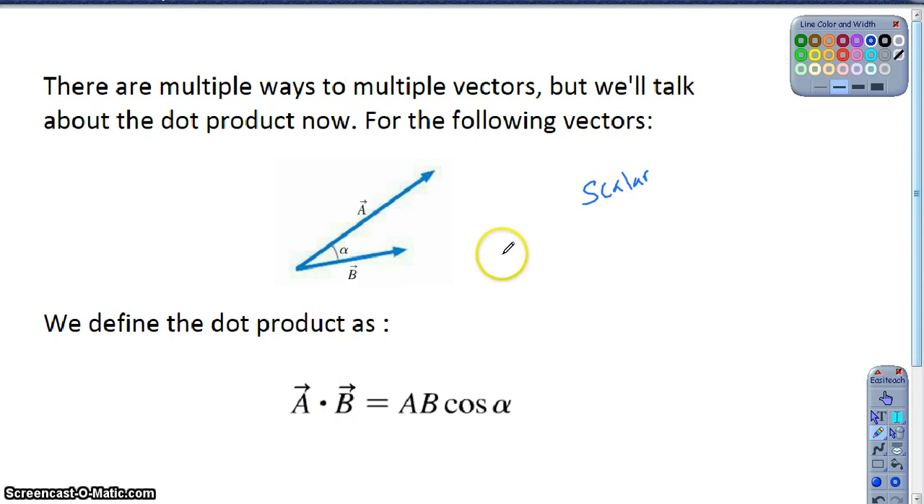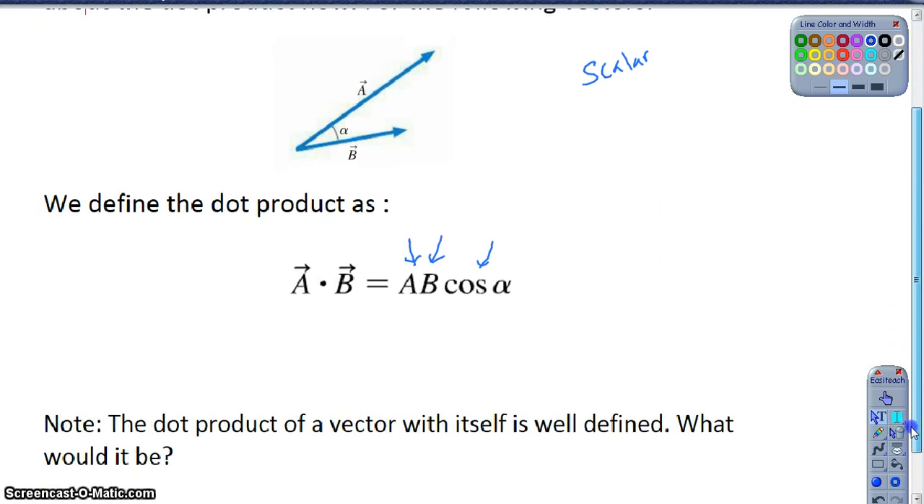So if I give you two vectors, vector A, which is going off this way, and vector B, and I give you the angle between them, then we define the dot product as, when I take vector A dot vector B, it is simply the magnitude of A times the magnitude of B times the cosine of the angle between them, right? So that's the mathematical process that we are doing.